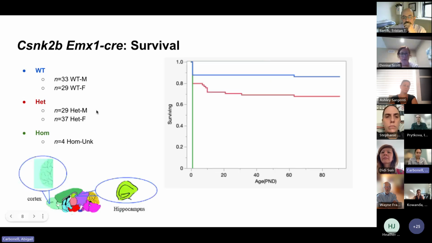Getting even more specialized, the EMX1 CRE model targets CSNK2B only in the forebrain, so the front of the brain, the cortex and the hippocampus responsible for learning, memory, higher order functions. Even at that level, we see a difference in survival. It's most pronounced in the homozygous, which is the green line here, showing that the mice need both copies of CSNK2B in their brain in order to survive. And in the heterozygous mice, you also see a difference in this red line across time.